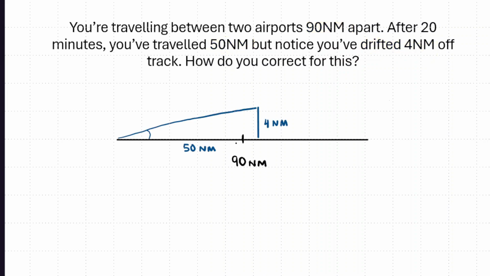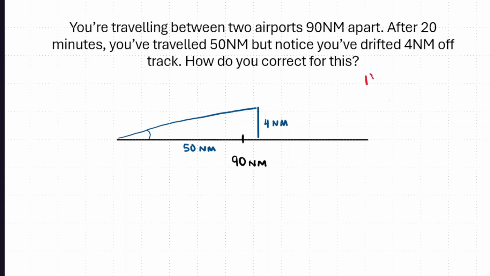Okay, so this is what your diagram should look like. This is the 90 nautical miles, right? This is our whole distance. And after 20 minutes, we've traveled 50 nautical miles. As you can see here, it's going to be the blue triangle. So we're past the halfway point. And you notice that you've drifted 4 nautical miles off track. So how do we correct for this?